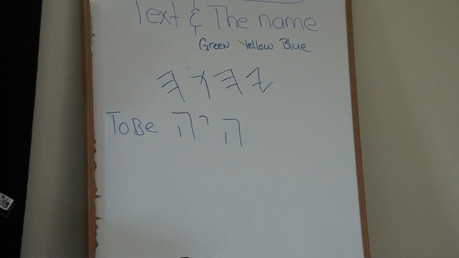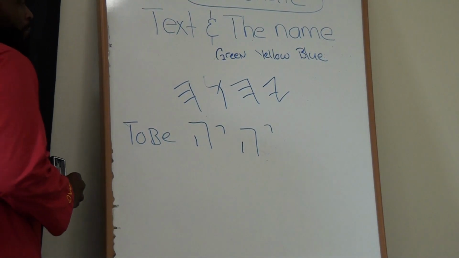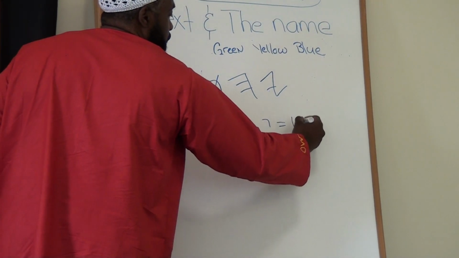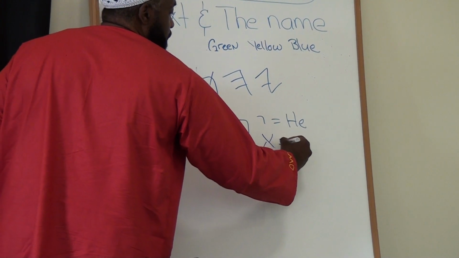We had talked about when you put a yod in front of a word, that means he, and the aleph in front of the word is I.